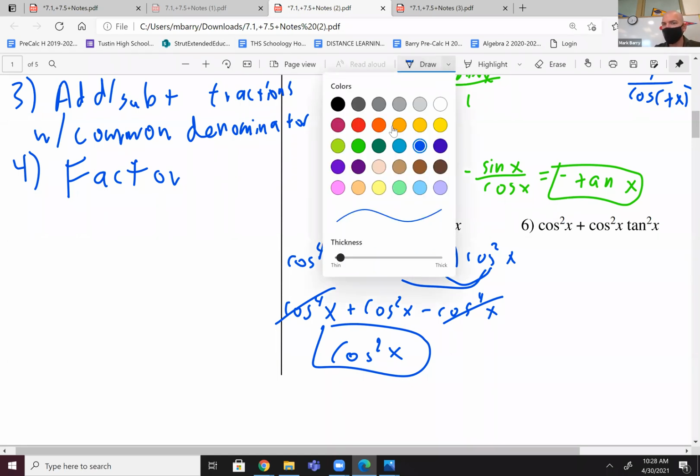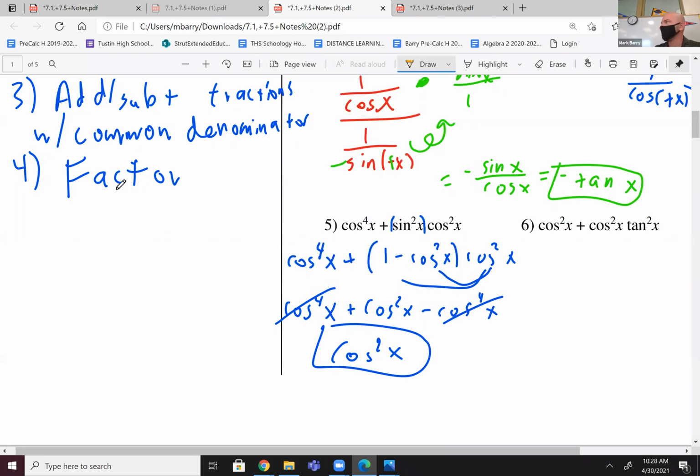Now, the other way to do this is actually using the fourth plan of attack on our list, which is factor. So when you factor this, you've got to see this as 2 terms. 1, 2. And the type of factoring we're going to do is GCF. We're going to take out a common factor. So what do those 2 terms have in common? I would say they have in common a cosine squared x, right?